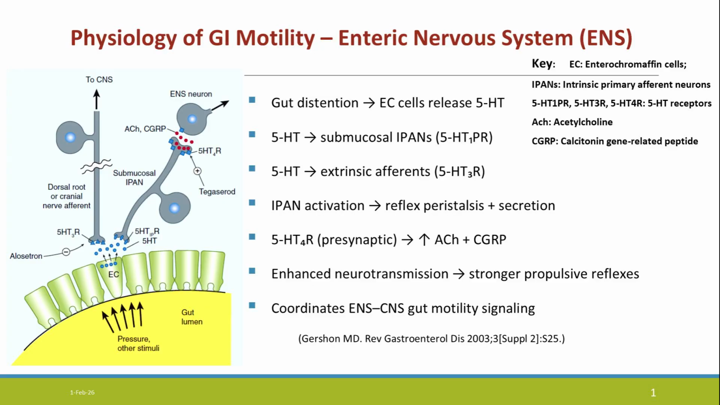Release of serotonin by enterochromaffin cells from gut distension stimulates submucosal intrinsic primary afferent neurons via 5-HT1P receptors and extrinsic primary afferent neurons via 5-HT3 receptors. Submucosal IPANs thus activate reflex peristalsis and secretion. Stimulation of 5-HT4 receptors on presynaptic terminals of IPANs enhances release of acetylcholine and CGRP, promoting reflex activity.